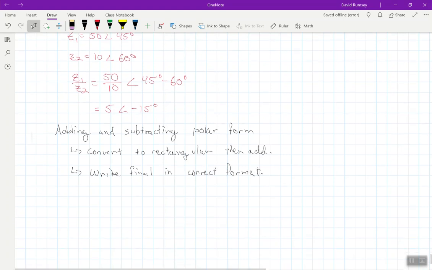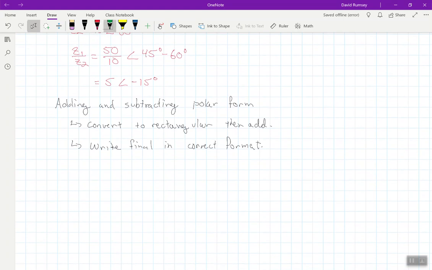So let's look at an example of what I'm referring to here. Let's look at, for instance, 4 at an angle of 5 degrees minus 2 at an angle of 15 degrees. Well, what I first do is I convert both of these numbers to rectangular. That's what I do. And so let's go ahead and do that to the side here.